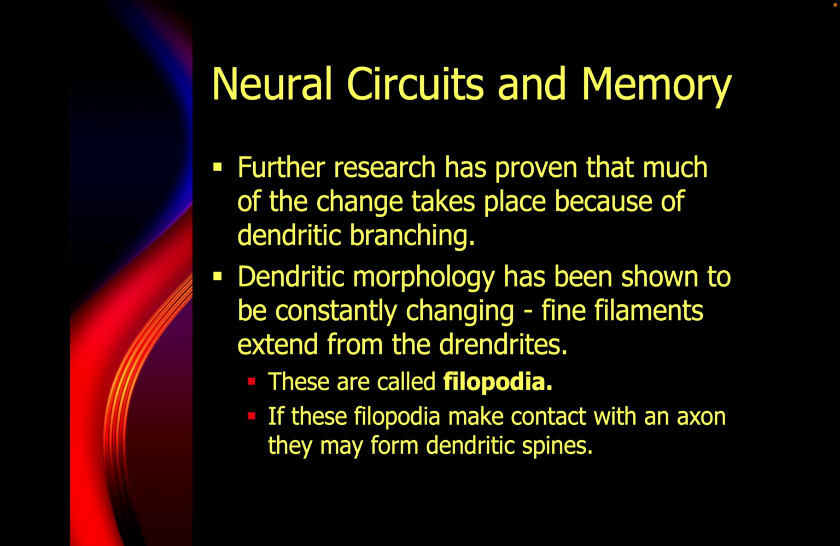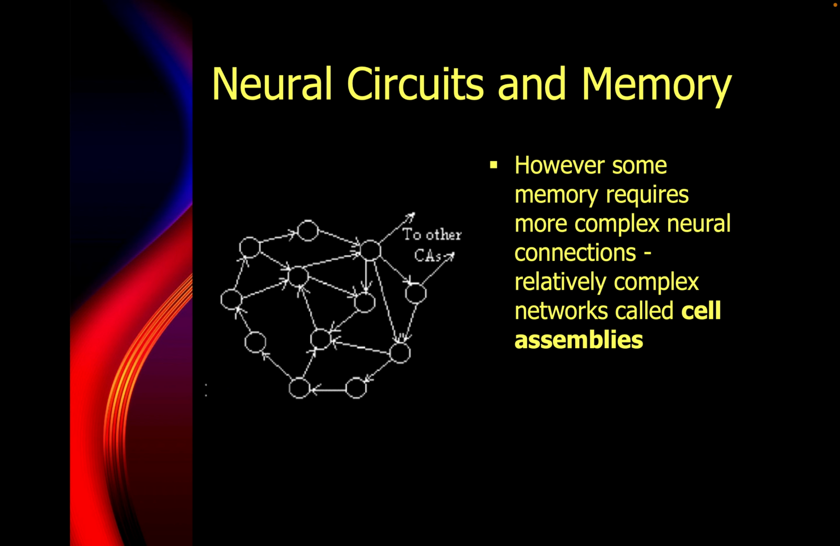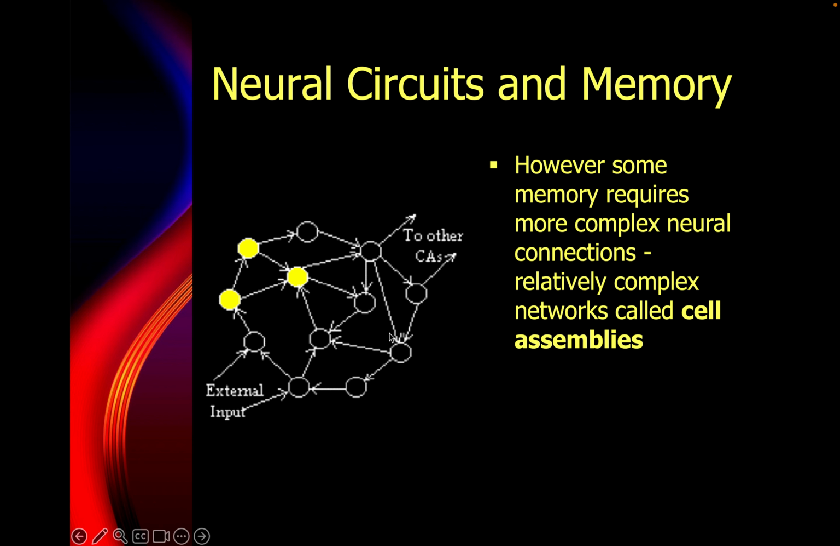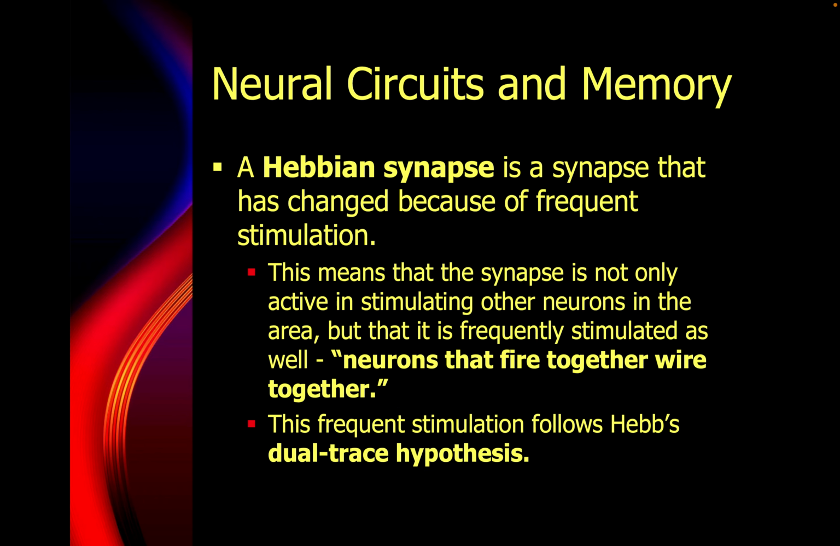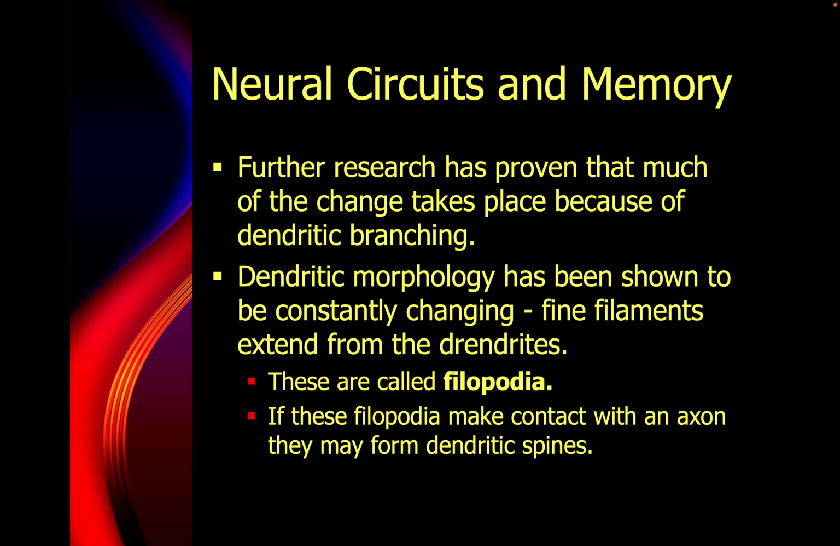Further research has proven that much of the change takes place because of dendritic branching. Dendritic morphology has been shown to be constantly changing. Fine filaments extend from the dendrites. These are called filopodia. If these filopodia make contact with an axon, they may form dendritic spines. And now we have a connection. Now we have one of these. There we go. All these neurons are connected. This is a cell assembly. And this is a memory. This is how it works.